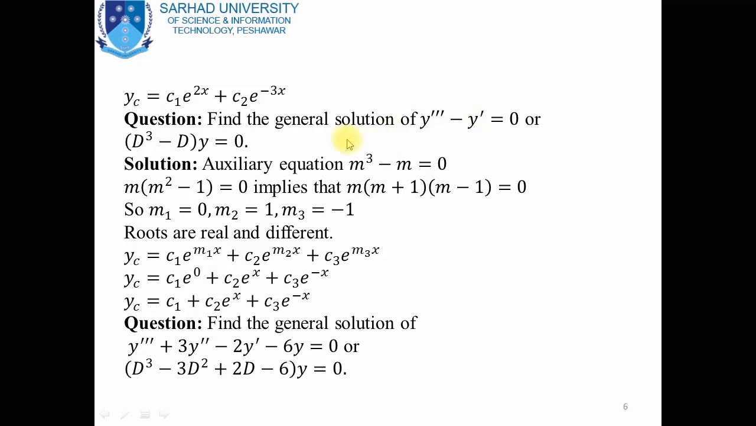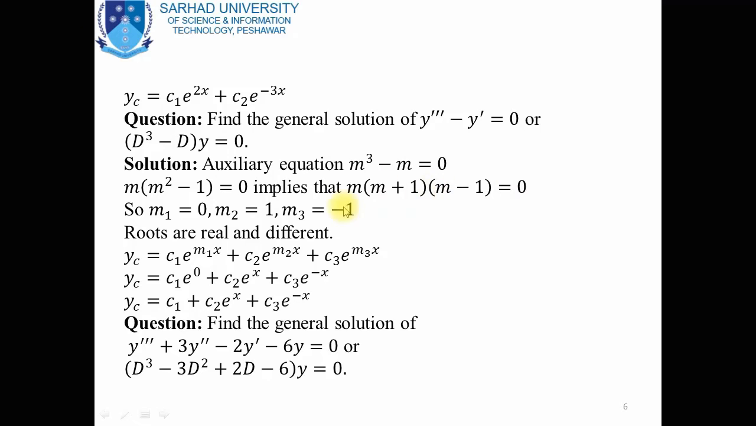Now this equation can be written as (D cube minus D) into y is equal to 0, and the auxiliary equation of this differential equation is m cube minus m is equal to 0. Now to find the roots m for this algebraic equation, taking m common, m into (m square minus 1), and this implies m into, using the formula a square minus b square, which can be written as (a plus b) into (a minus b), m into (m plus 1) into (m minus 1) is equal to 0.